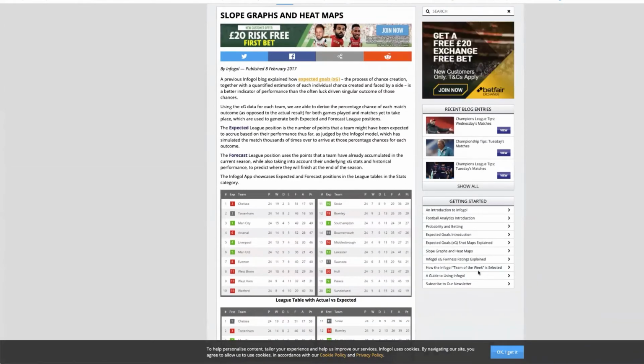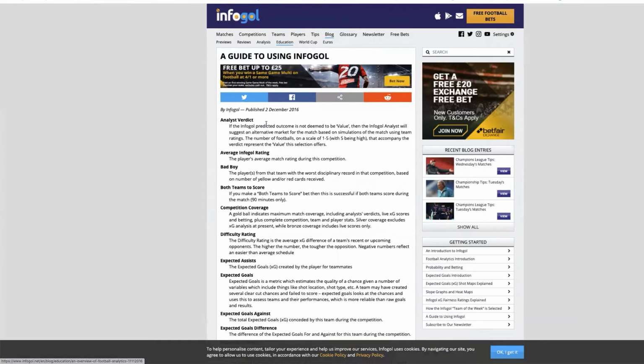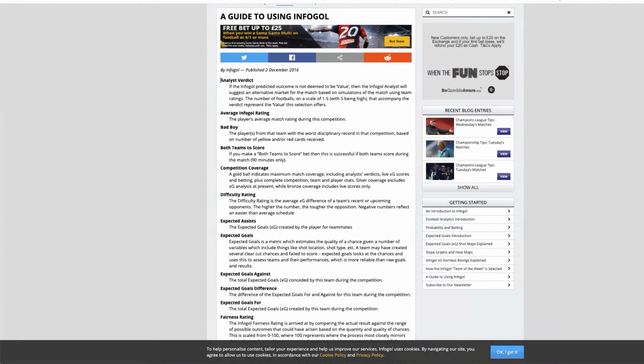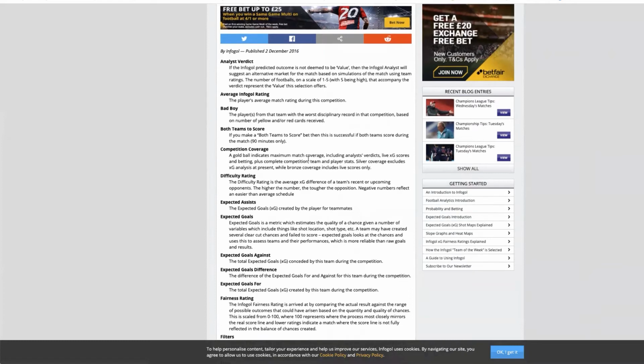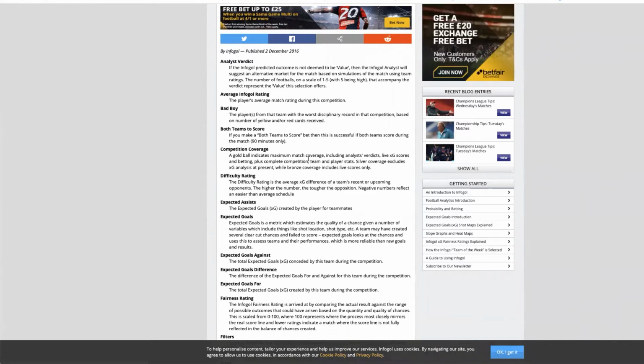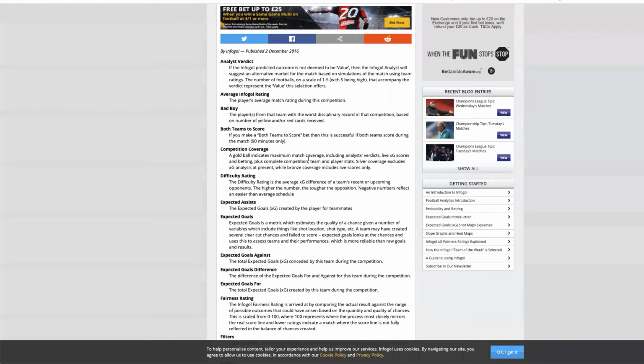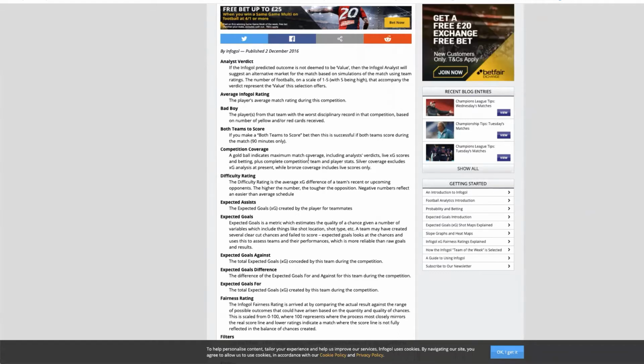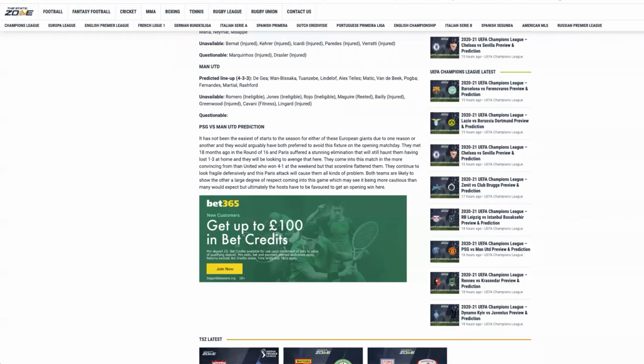How the Infogol team of the week, and there's a guide there to using it. So go and have a look at that and we'll see what it throws up. I'll start using this site now and I'll see what their predictions are throwing up and compare them to my predictions. If these guys are doing better than me, then I'll start using them. But at the moment, I just like doing my own analysis and my own decisions, and then I compare them to other things. These guys are very basic.